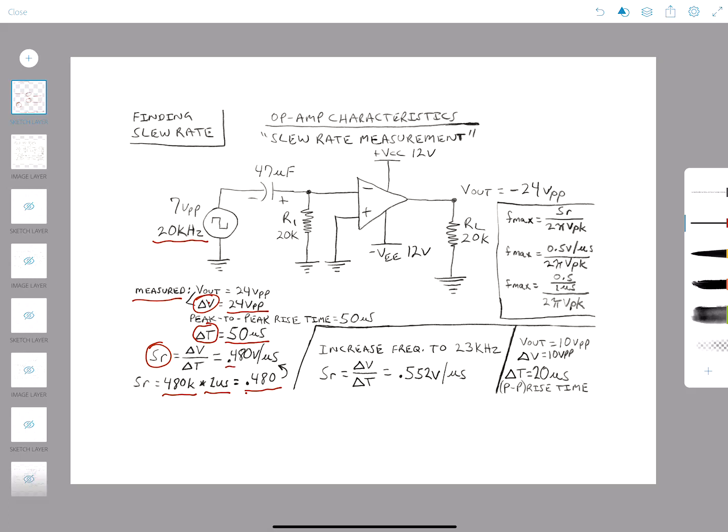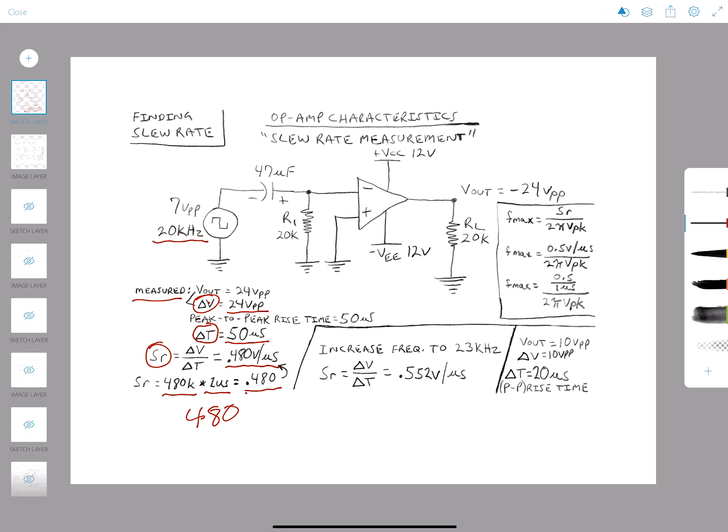And since we multiply it times 1 microsecond, we can say that our slew rate is going to be 0.480 volts per microsecond. Another way you can do this is if we have 480,000. Since we're dividing it by microseconds, microseconds is 6 placeholders. So if we count 1, 2, 3, 4, 5, 6, this will give us the same thing, 0.480. All right, that's how we come up with that.